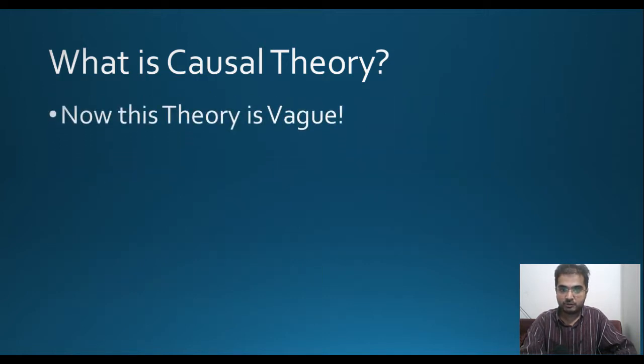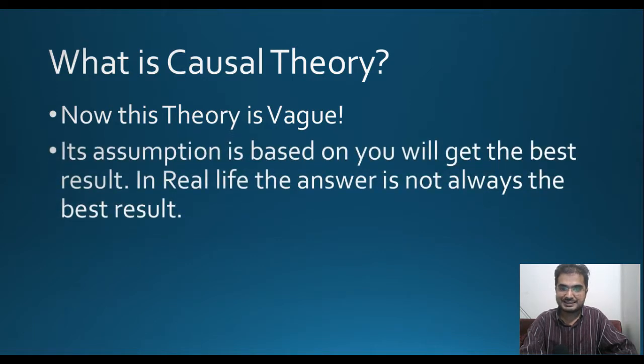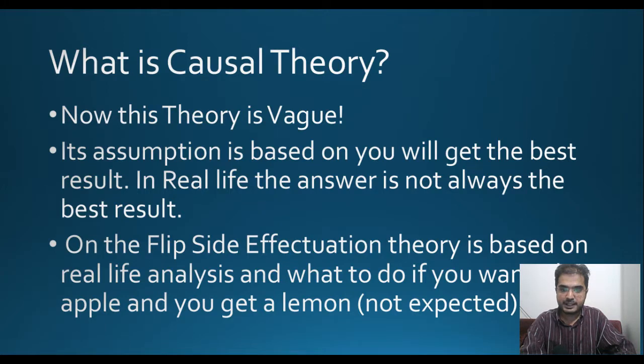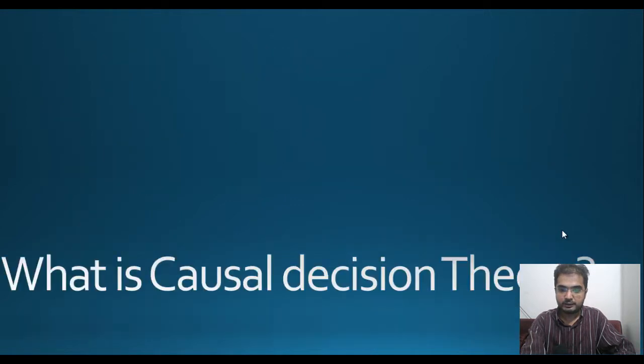Now, this theory, causal theory, is vague. Its assumption is that you will get the best result, whereas in real life, the answer is not always the best result. On the flip side, effectuation theory is based on real life analysis and what to do if you wanted an apple and you get a lemon, which was not expected. So this is what causal theory is. And on the flip side is effectuation theory, which we will discuss later in the course.